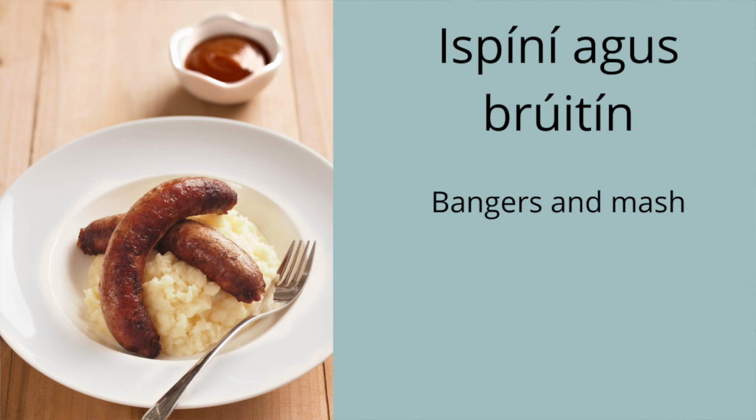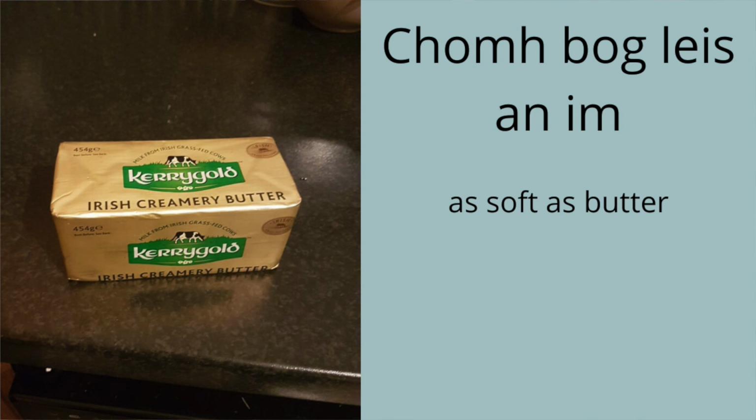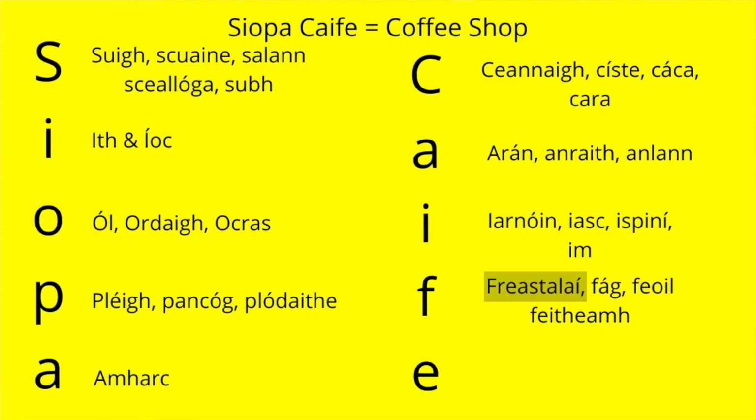Im is butter, which is something you might have on your scone or on your roll. Chobug leis an im, as soft as butter. Moving on to the letter F then, frastali.